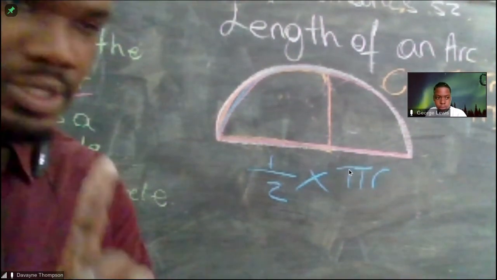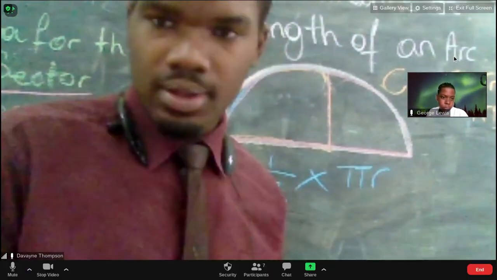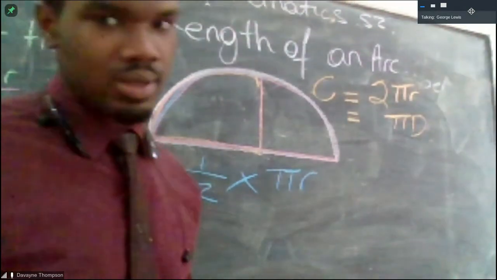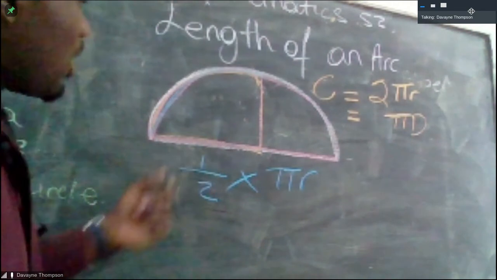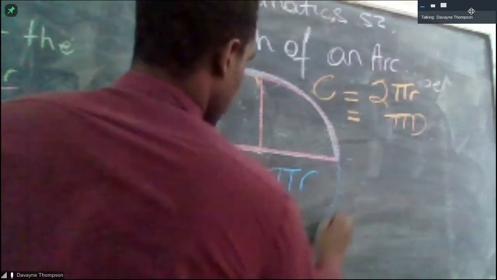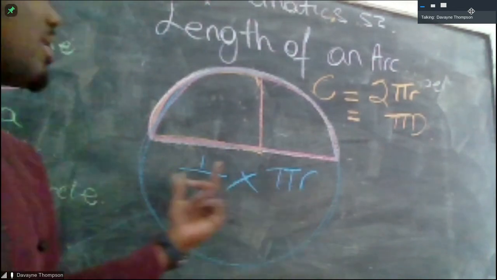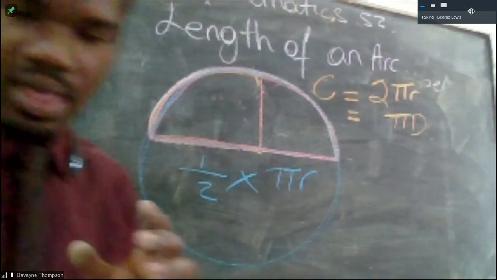Right. Let's look at it. When we said 2 pi r, that means it's one whole circle. When we said 2 pi r, that was 2 parts of a circle. But if I just say pi r, that is half of a circle. Clear, everybody?